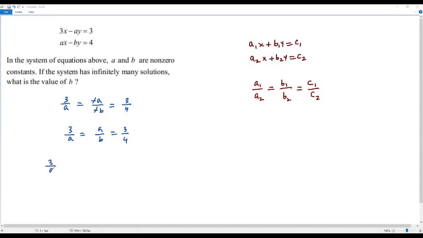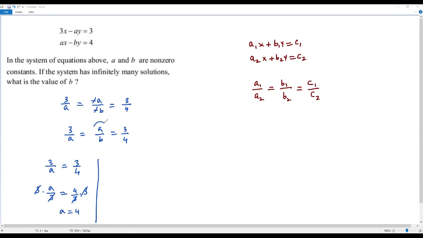Then I'm getting 3 over a equals 3 over 4. Now let me take the reciprocal on both sides of this equation. The reciprocal of 3 over a is a over 3, and the reciprocal of 3/4 is 4 over 3. Now let me multiply both sides of this equation by 3. Then the 3 will cancel out. I'm getting a equals 4.